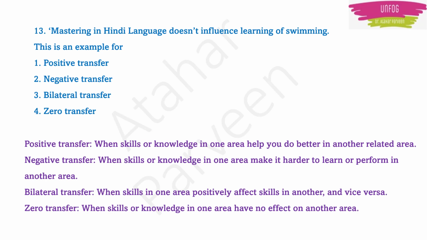Another one is bilateral transfer. It means when skills in one area positively affect skills in another and vice versa. Means your one project is helping you in a positive manner to do another project. Correct? Or that another project is helping you to do the first project. This is known as bilateral transfer. Means both the projects are related to each other. Next one is zero transfer. Zero transfer means when your skills or knowledge in one area does not have any effect on another area.